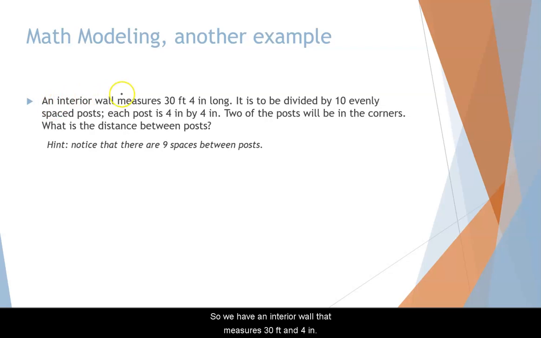So we have an interior wall that measures 30 feet by 4 inches. It's to be divided by 10 evenly spaced posts, and each post is 4 inches by 4 inches. 2 of the posts will be in the corners. What is the distance between the posts? And we're given a hint here. This hint is going to make more sense if we look at a picture. The first thing I would do in this problem is to draw a picture.